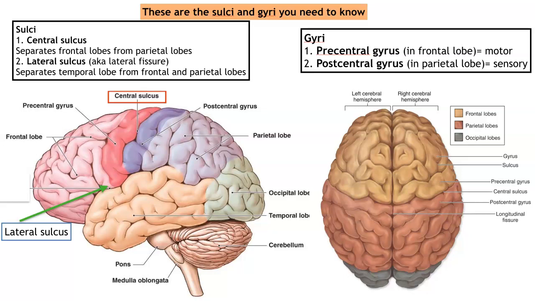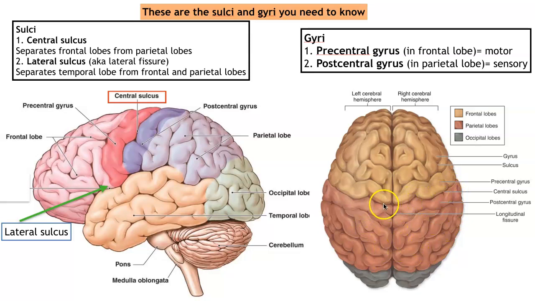Now, there are certain sulci and gyri you have to know. So if you need to make index cards for these, go ahead. The first sulcus you need to know is the central sulcus. Now, here is the superior view of the brain. This central sulcus is coming across here. This groove is going across both hemispheres. This is the central sulcus, and this central sulcus separates the frontal lobes from the parietal lobes.